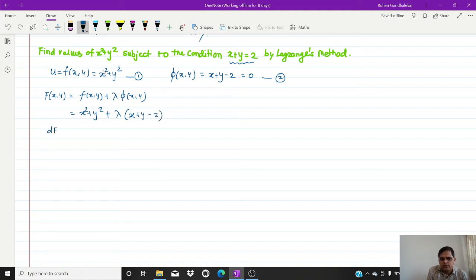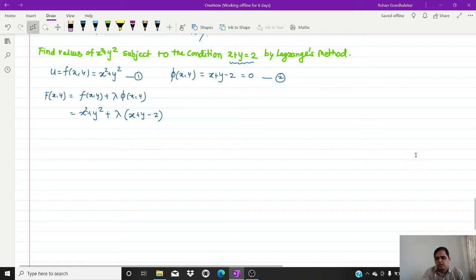Now differentiate df. df is equal to ∂f/∂x plus lambda into ∂phi/∂y into dx plus ∂f by, okay, instead of doing this or increasing the complexity, I just tried to make it more simple.